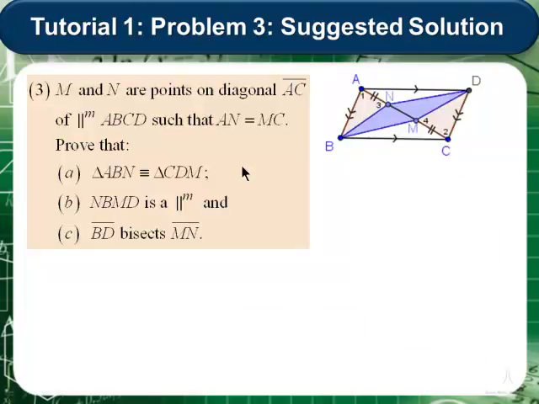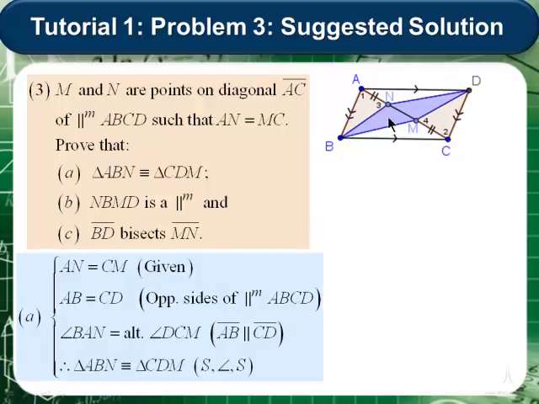We now look at the suggested solution to problem 3 of tutorial 1. We are given this particular quadrilateral, knowing that it's a parallelogram, and further knowing that AN is equal to CM. Firstly, we need to prove that triangle ABN is congruent to triangle CDM.